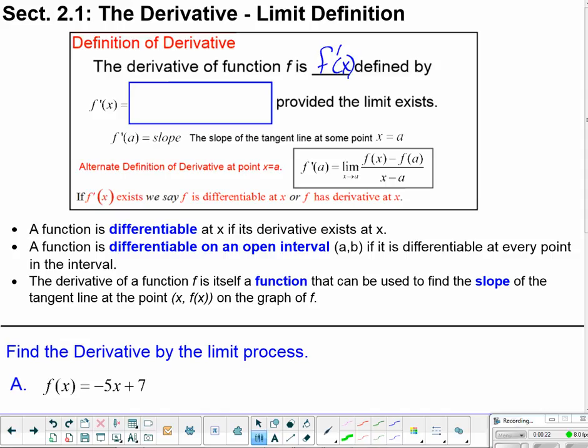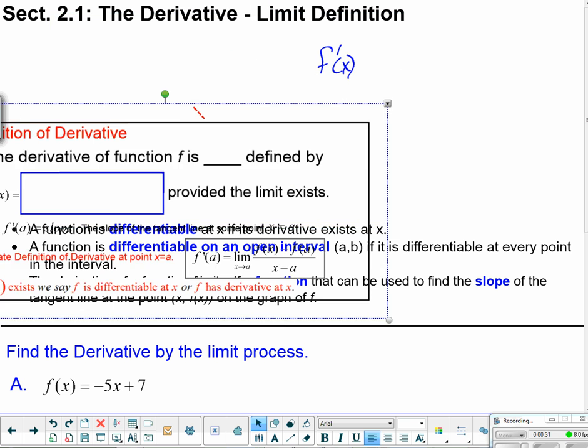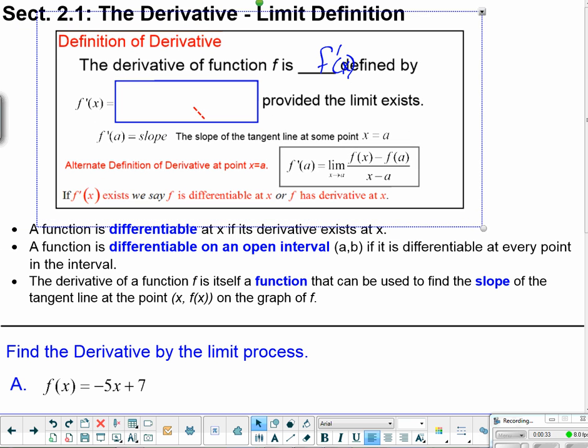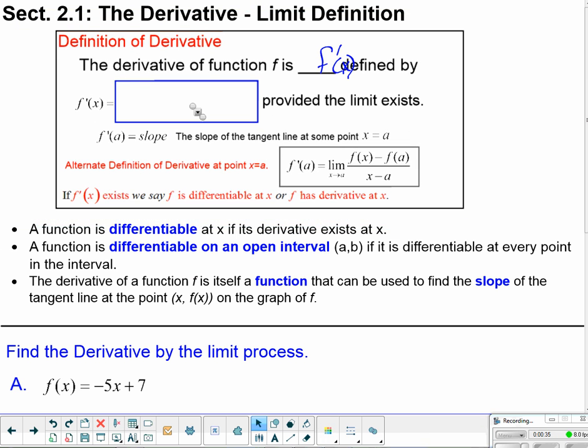The derivative of a function is noted by f prime of x, and f prime of x, sorry about that, I need to write it. I'll write it out for you. It is the limit as h goes to 0 of f of x plus h minus f of x all over h. And that's the one we're going to be using today.